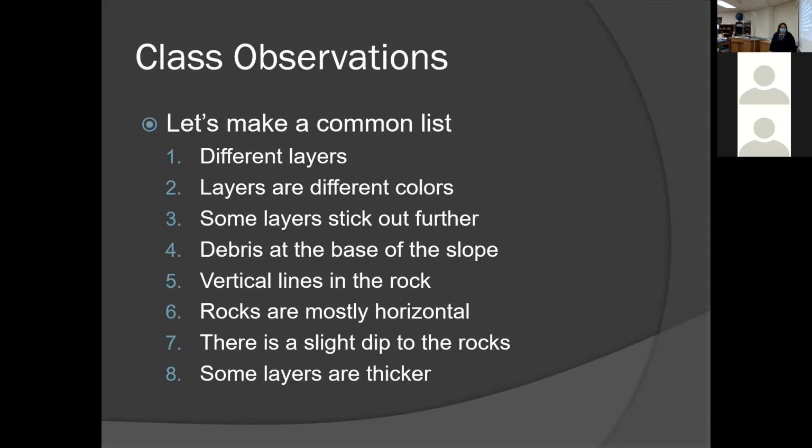There's a slight dip to the rocks. So the rocks aren't perfectly horizontal. They're just slightly tilted a little bit. And some layers, of course, are thicker than others. So those are generally the observations we see in this.